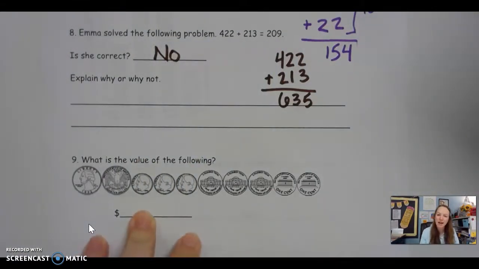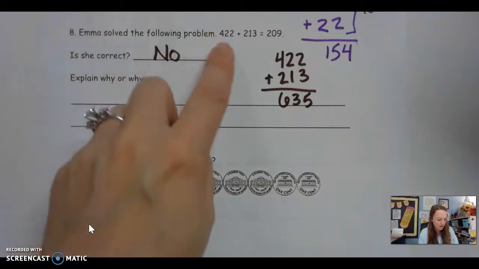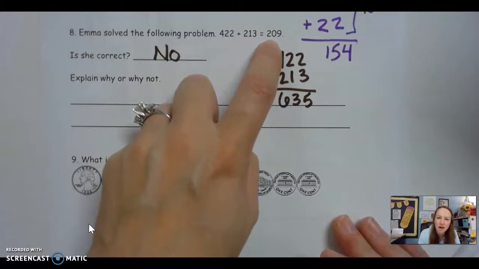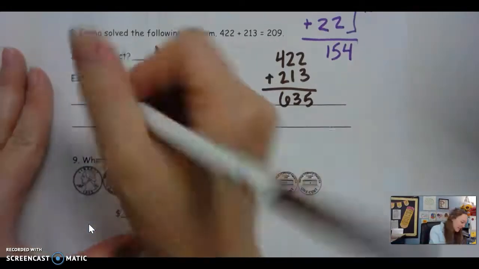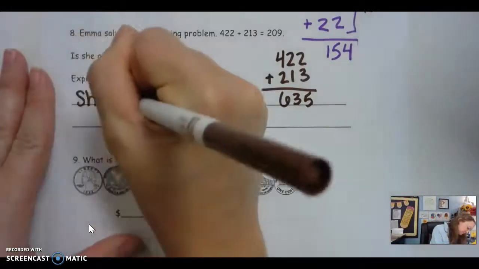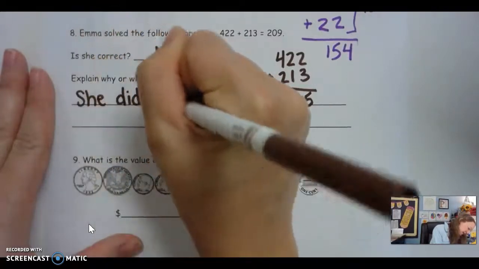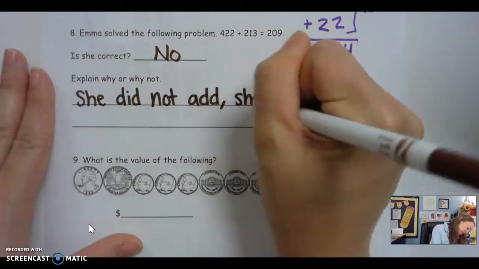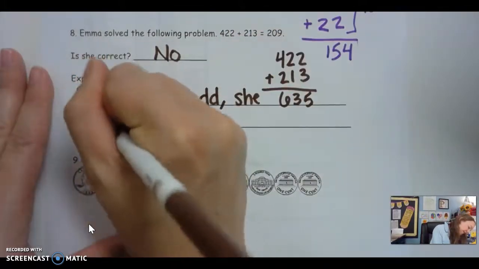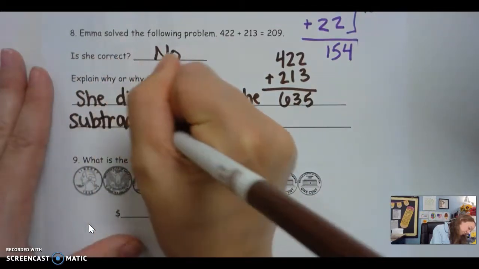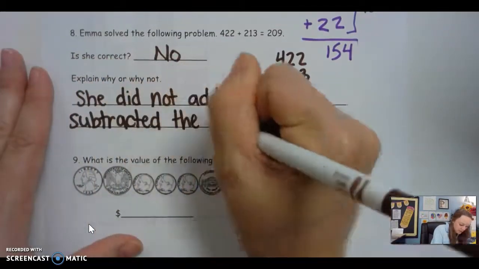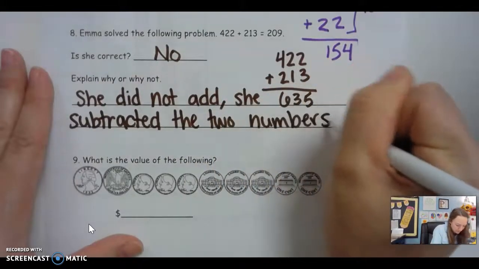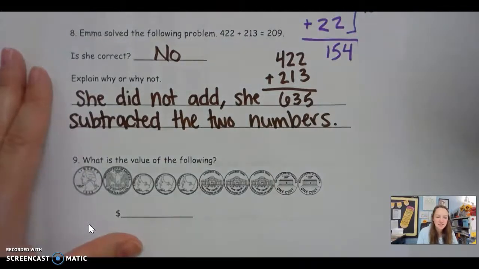And why is she not correct? Well, it looks like when she was adding, she actually got a smaller number. So instead of adding, she did not add. She subtracted. So you should have written that she subtracted the 2 numbers. All right, moving on to number 9.